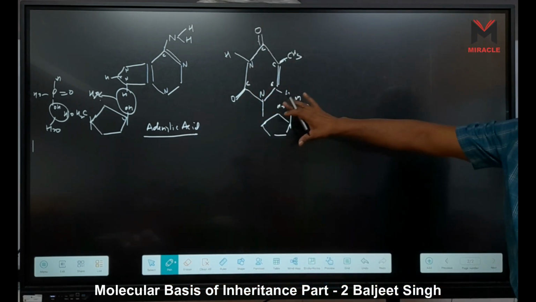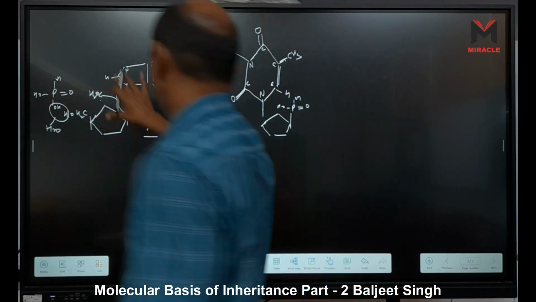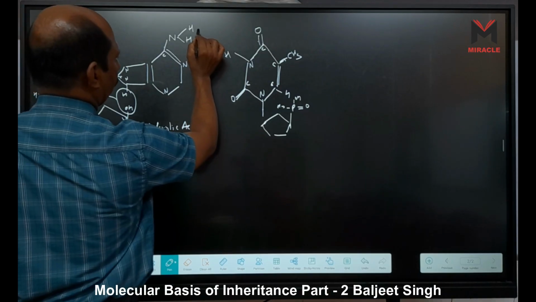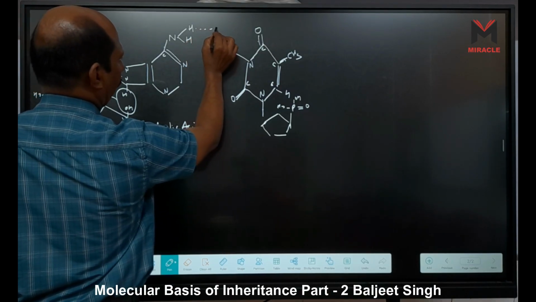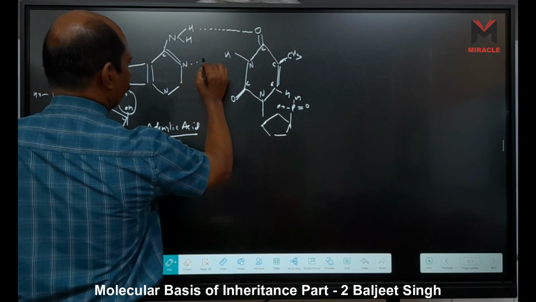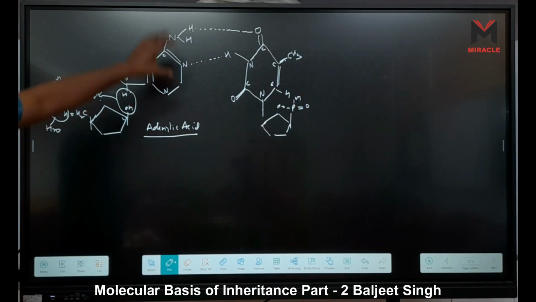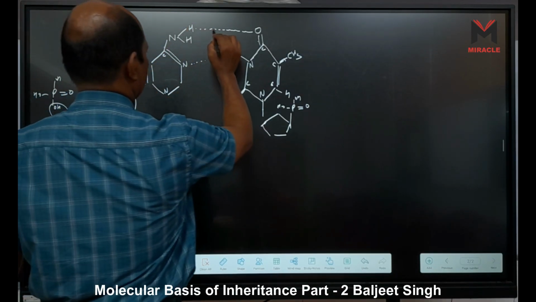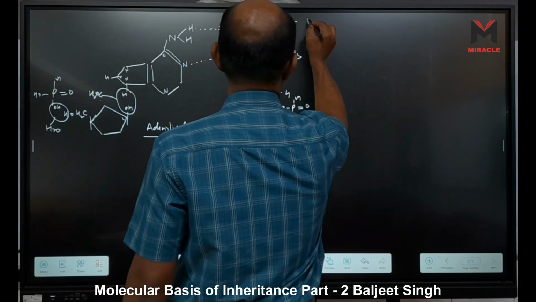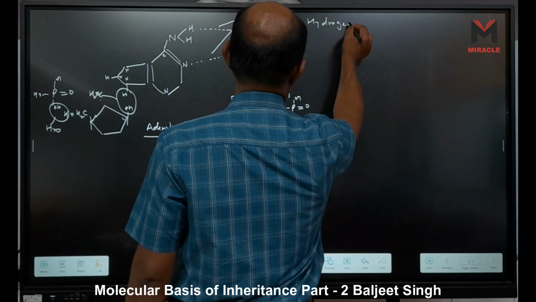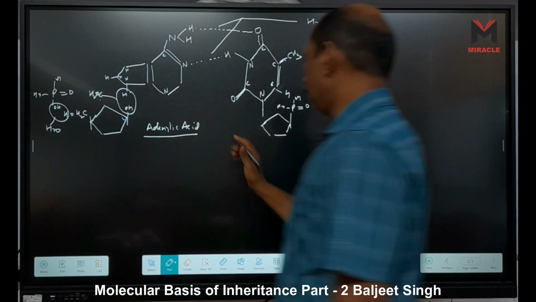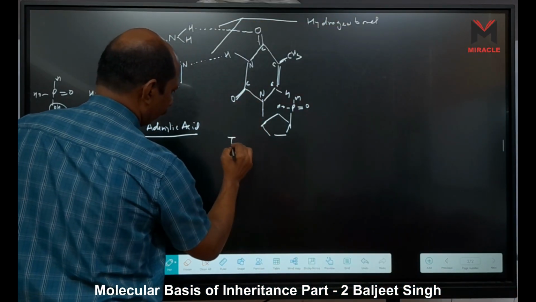We can say it is another nucleotide. I did not write such a huge structure. Now look here, how a bond is formed. One hydrogen bond forms with this O. Another hydrogen bond forms between N and this H. So these two bonds, this one and this one, these two are hydrogen bonds. So in the case of adenylic acid, and this one is thymidylic acid.